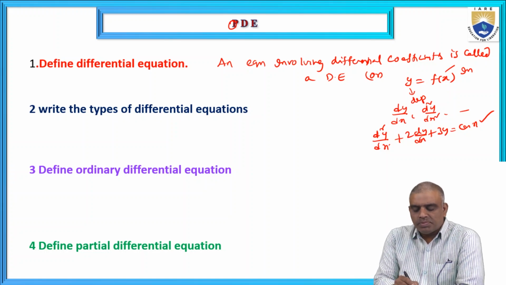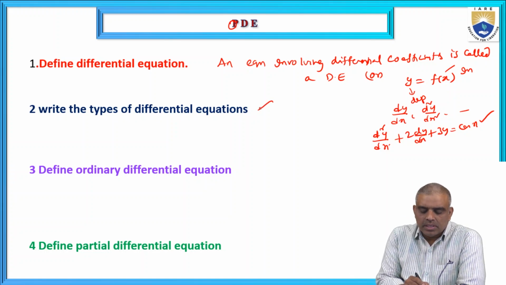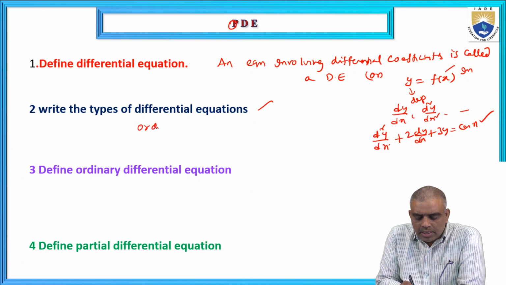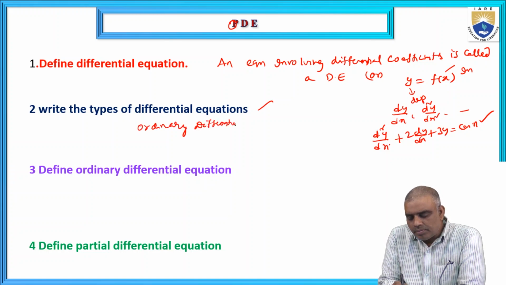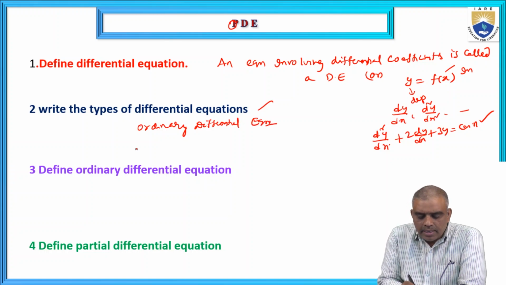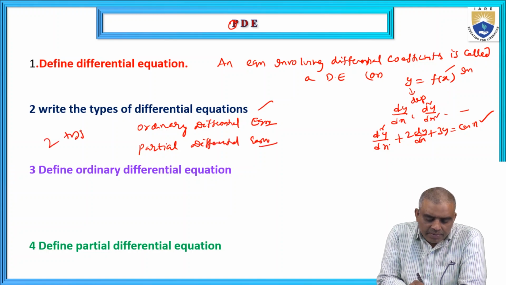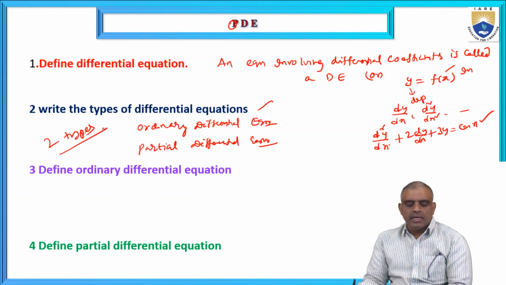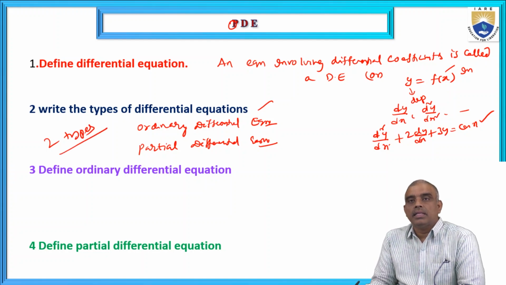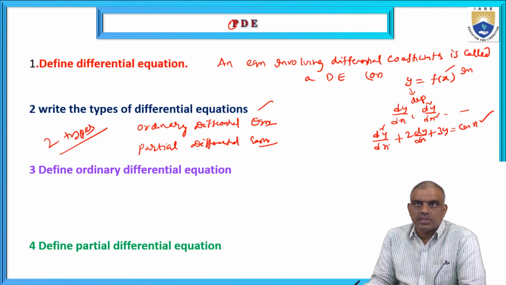And there are two types of differential equations. One is ordinary differential equations and the other one is partial differential equations. There are two types of equations: one is ordinary differential equation and the other one is partial differential equation.